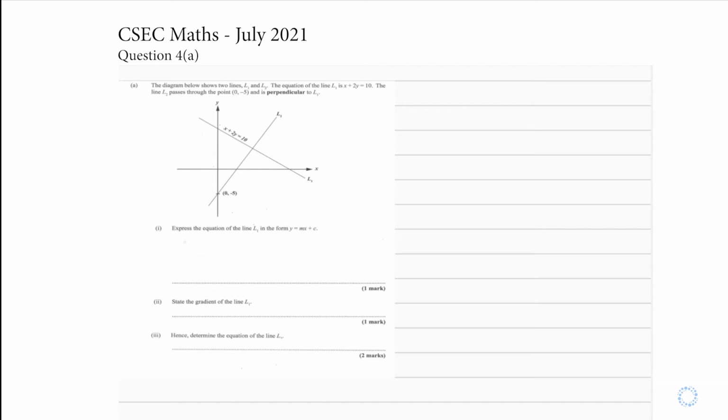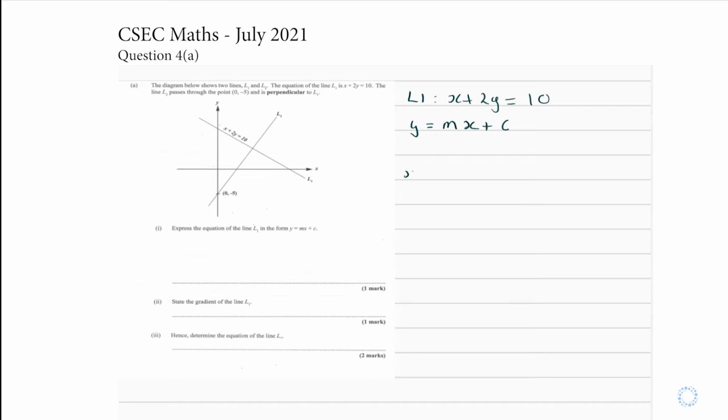The first part of the question tells us to express the equation of line L1 in the form y equal to mx plus c. So they already gave us an equation of L1, but in this form, x plus 2y is equal to 10. And we want to make it look like y is equal to mx plus c, the standard equation for a straight line.